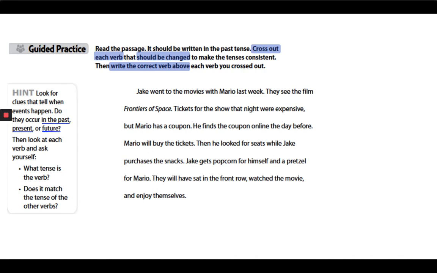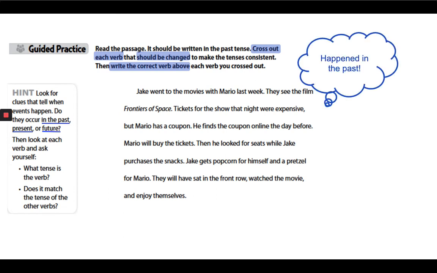Jake went to the movies with Mario last week. Well, remember, this happened in the past. It's already happened. Went is the past word. Very good. They see the film Frontiers of Space. They saw the film Frontiers of Space. Tickets for the show that night were expensive, but Mario has a coupon. Has isn't past. Had. He finds the coupon online the day before. He found the coupon online the day before.